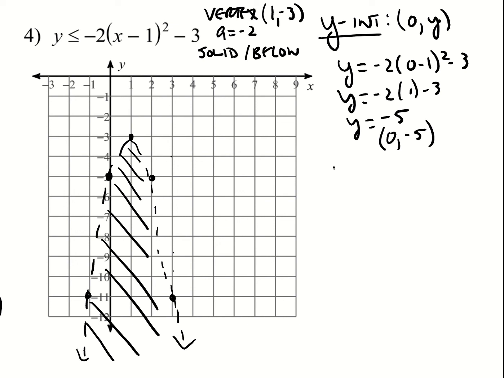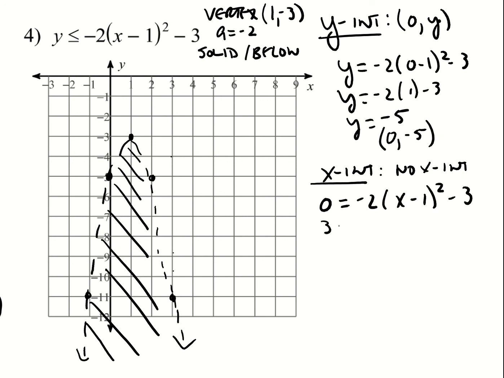Now I want the x-intercept, and when you look at this, there are no x-intercepts. Okay, so because there's no x-intercepts, I should get an imaginary solution when I solve for x, so let's make sure. x-intercepts means that y is 0, so 0 equals -2(x - 1) squared minus 3. Add 3: 3 equals -2(x - 1) squared. Divide by -2, so then this is going to be 3 divided by -2 equals (x - 1) squared.